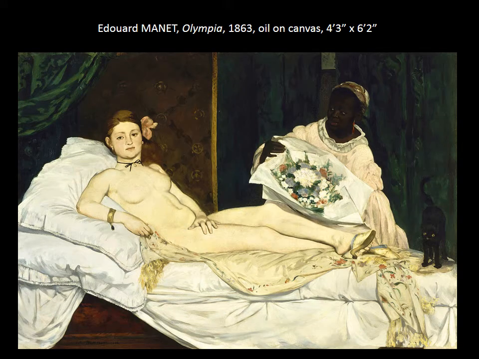Okay, so one of these paintings is by Edouard Manet, and this is his Olympia from 1863. And it's a fairly large canvas, not huge, but it's 4 feet by 6 feet. It's not tiny. Manet comes from a well-to-do family, right? He's not an activist like Courbet. And he's this bridge between realism and Impressionism.